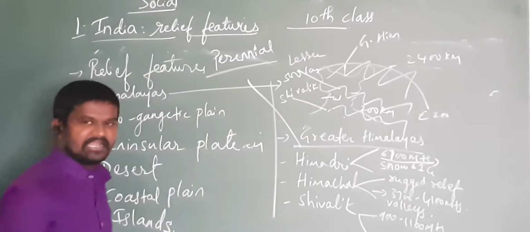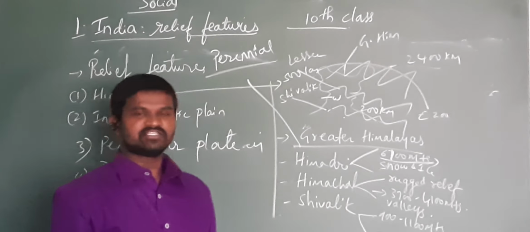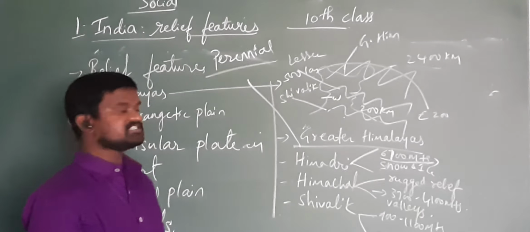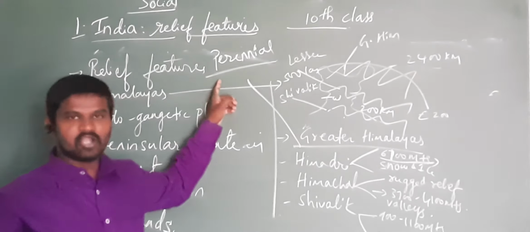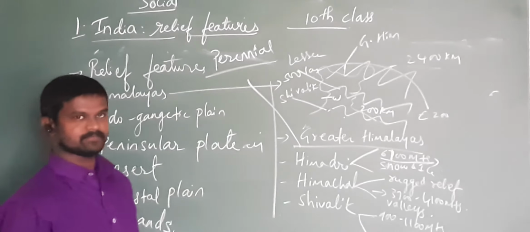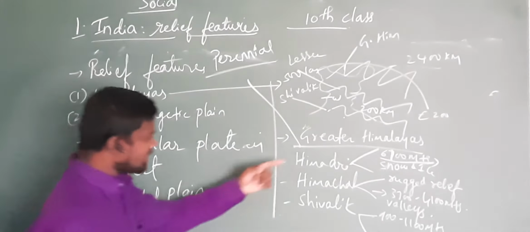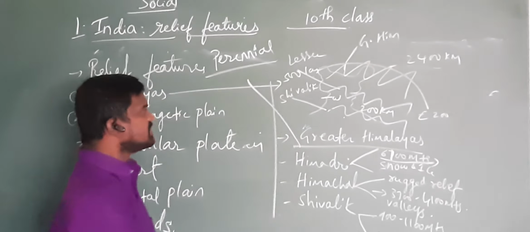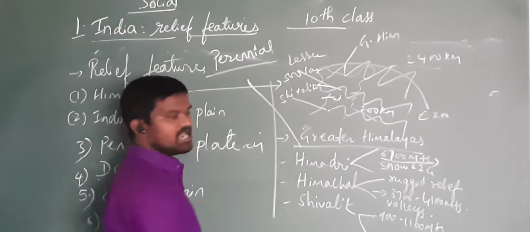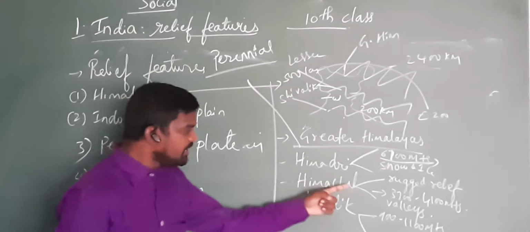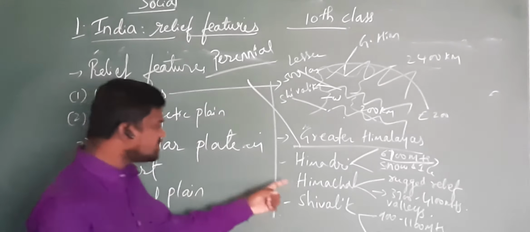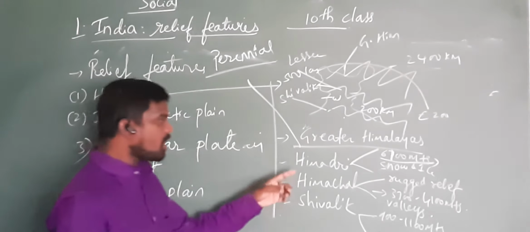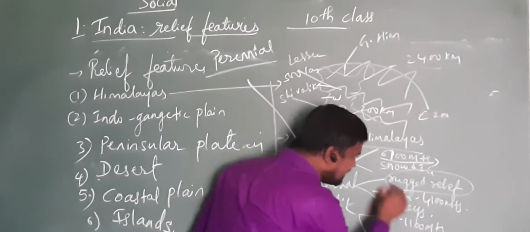What do you mean by perennial rivers? The rivers which contain a huge water body throughout the year are called perennial rivers. And the southern part of Himadri, the southern part of the Greater Himalayas, is the Lesser Himalayas, which are called the Himachal ranges. The Lesser Himalayas are composed of rugged relief.